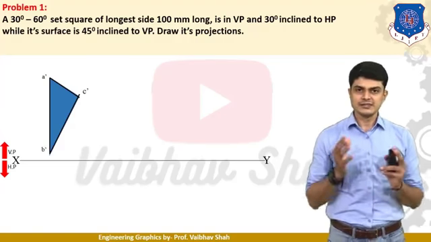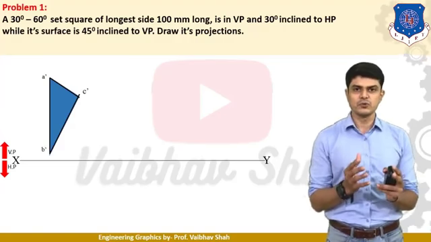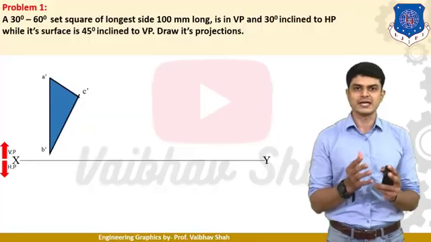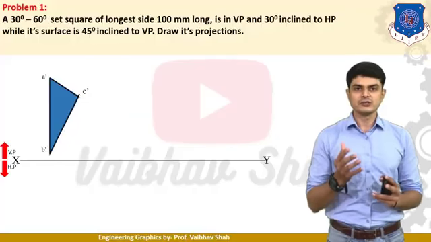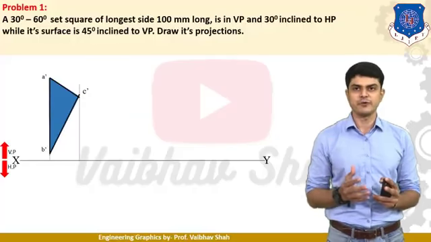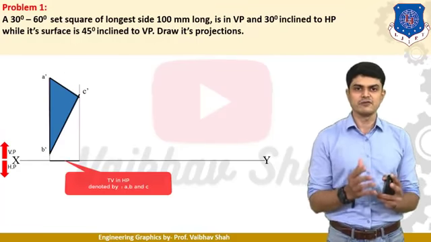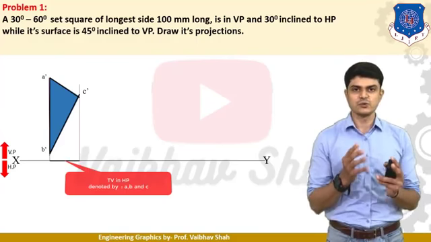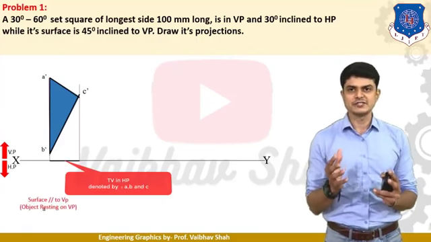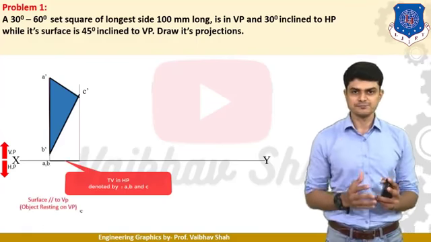in anti-clockwise direction. Then, let us take its top view on HP. So let us draw vertical lines from each and every point. We will have this horizontal line, which is nothing but the top view in HP. Let us give the notation A, B and C like this.